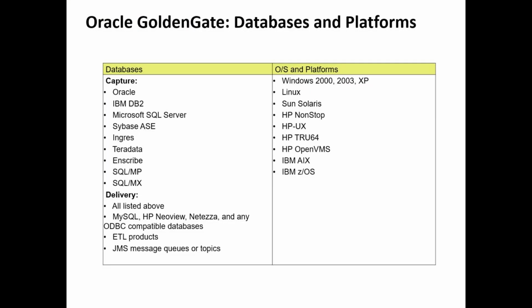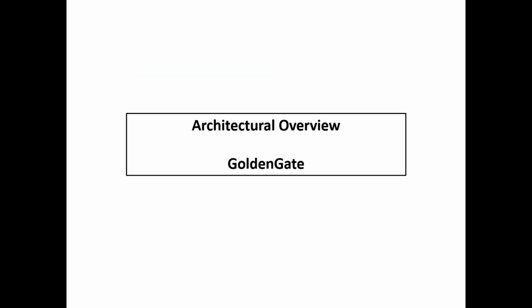GoldenGate supports multiple databases. The list includes these, and along with that, it has non-relational databases as well. The list keeps evolving a lot now. It supports your Informix database, Teradata, Ingres, NonStop SQL/MX, all the databases. It supports these platforms along with other platforms as well, like Windows, Linux, Solaris, HP, different versions, IBM, and other platforms. So this is the introduction to GoldenGate.